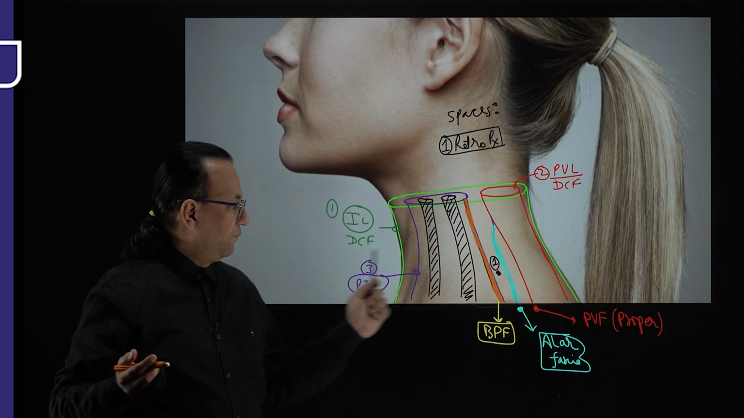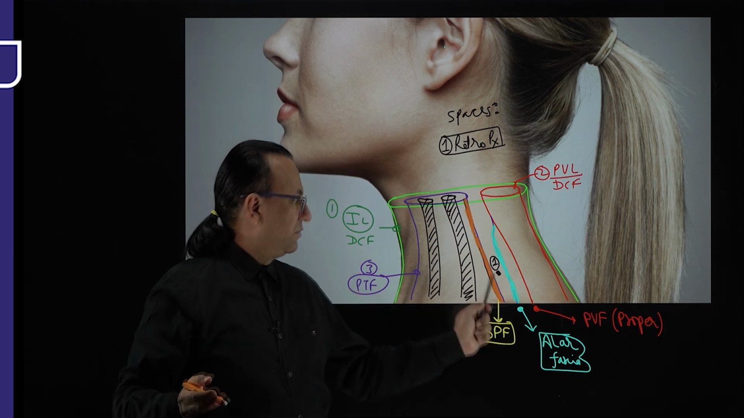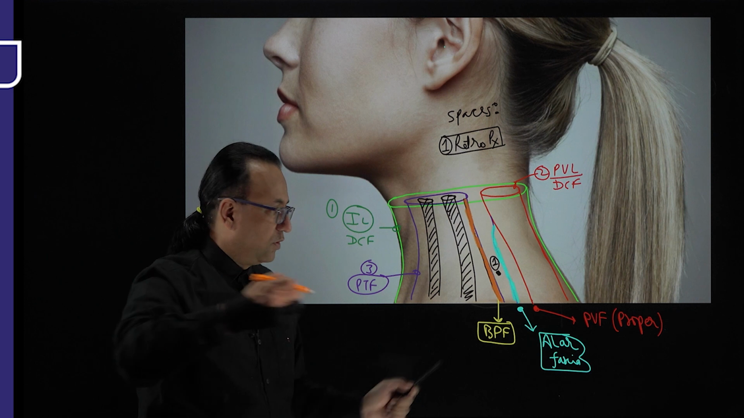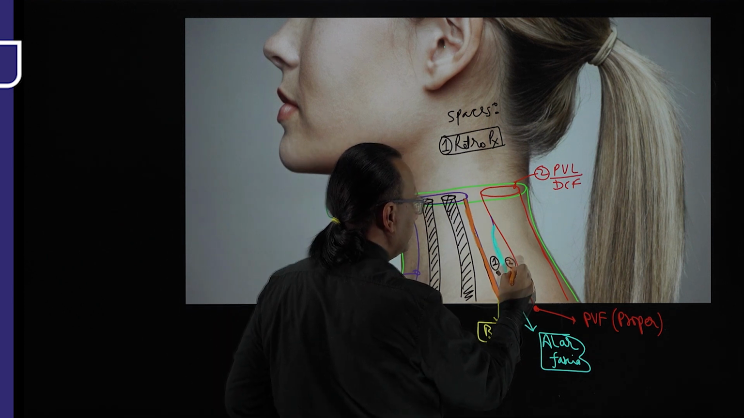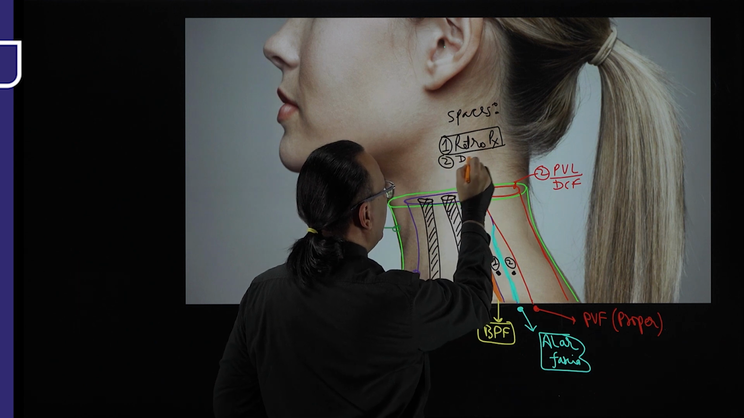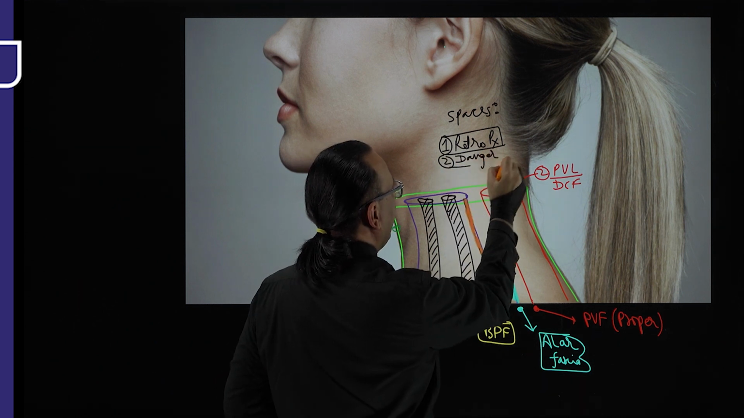Behind the pharynx, behind the esophagus. Then you can talk about space number 2. Space number 2 is here. It is danger space. So space number 2, which is danger space, where exactly it is lying?